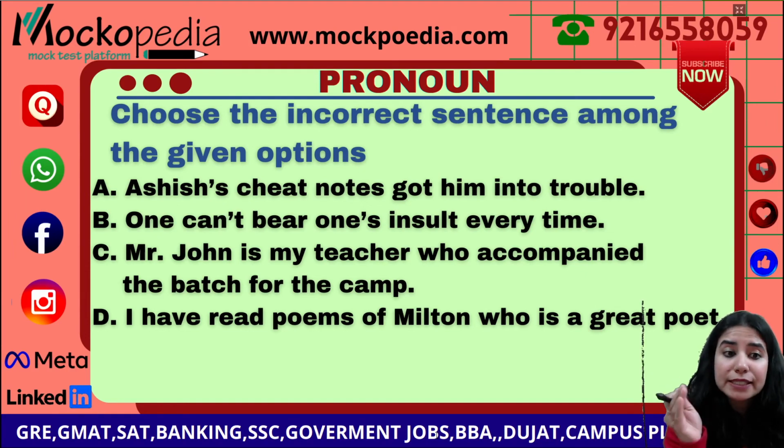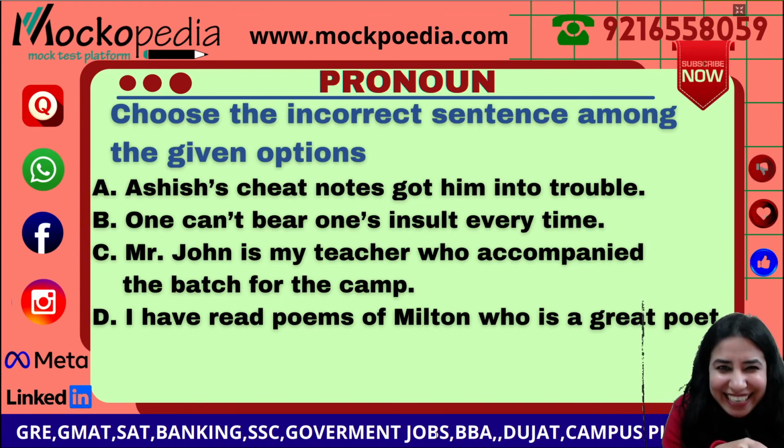Let's come to sentence B. One cannot bear one's insult every time. So whenever we use one, we use it throughout the sentence. So B is also technically correct. So we have actually reached the right answer. The right answer is the one which is incorrect, right? So A is the sentence which is wrong.